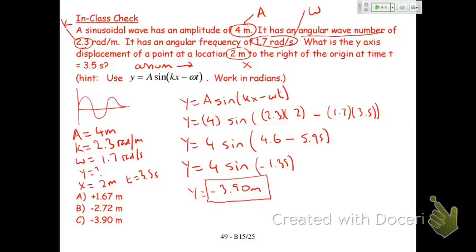So, not so bad. Know those two equations, know how to use them. Watch out. The most common mistake is that the wave will be going towards the left and people will still use the negative sign. So watch out for that.